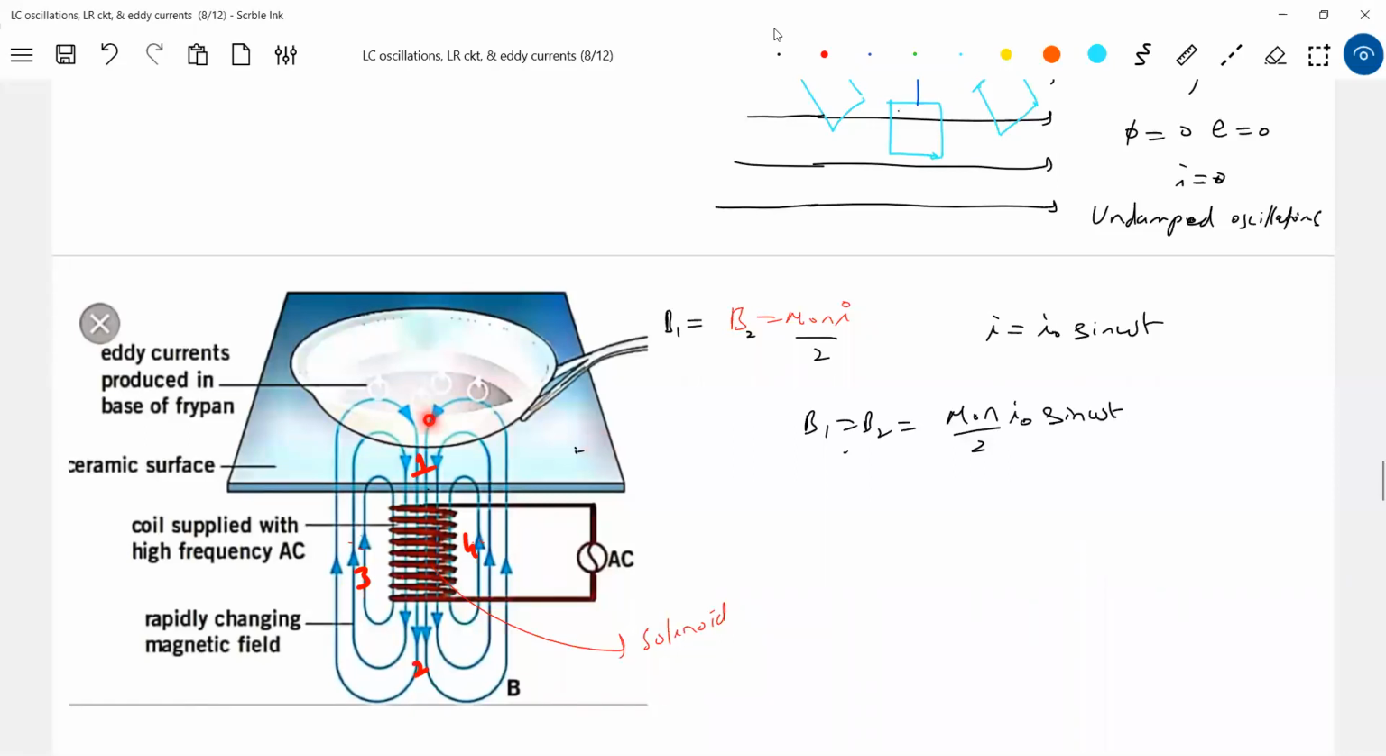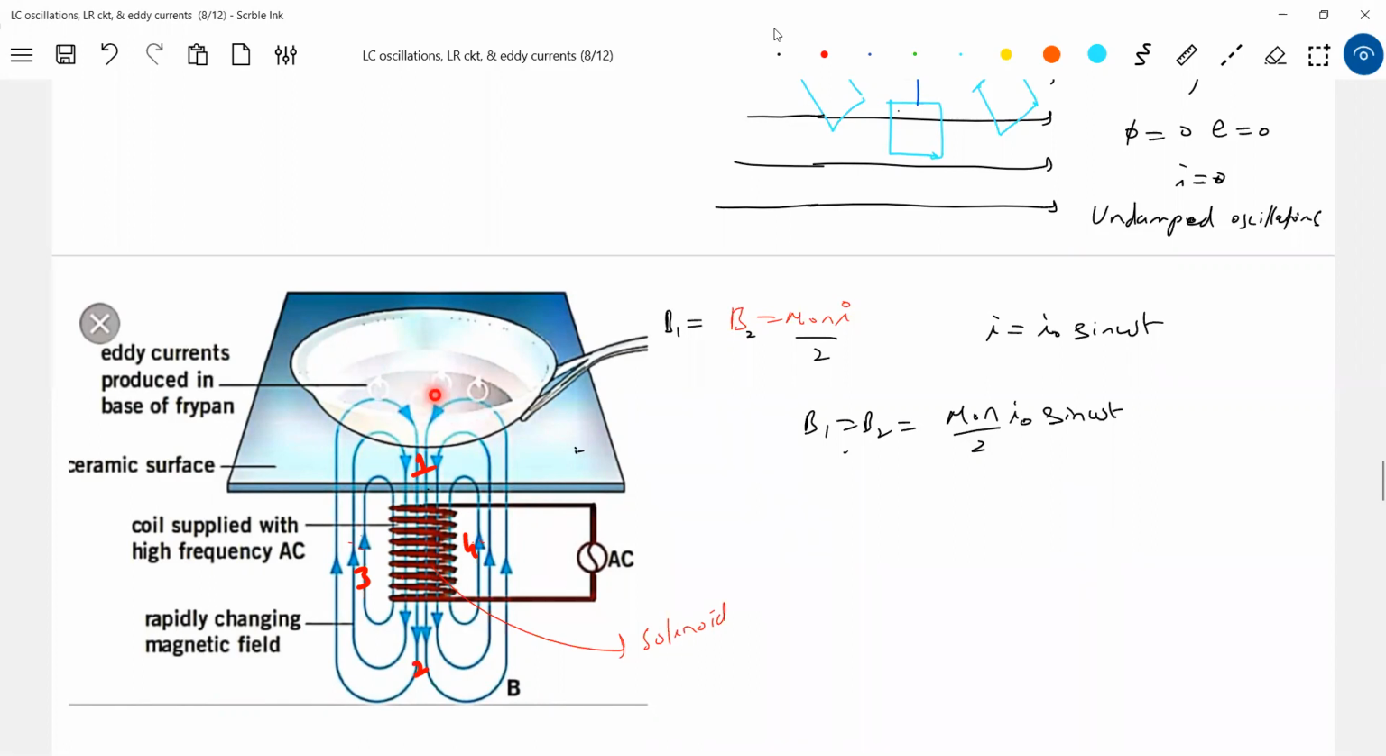Take a wooden pan. In a wooden pan, there won't be free electrons. So what do we get? We don't get any eddy currents. So the bottom of the pan should be made of a conducting material. What shall I use? I'll go for copper.